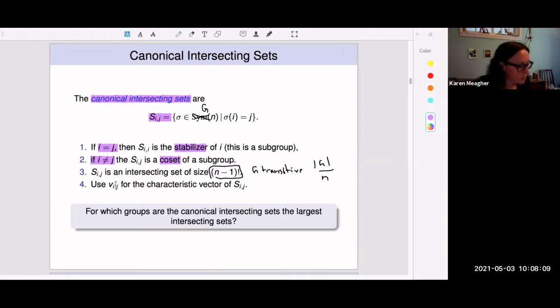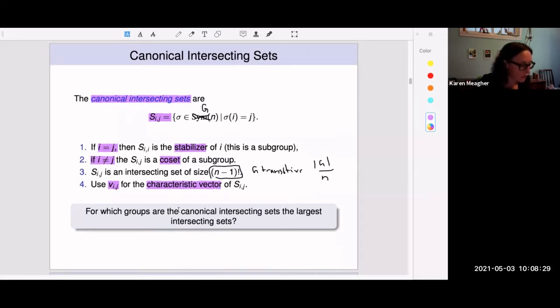And I'm also going to use Vij for the characteristic vector. So the characteristic vector is going to be a vector the length, the size of the group. The entries are going to be 0, 1. I'll put a 1 for every group element that's in my set and a 0 otherwise. So the Vij is the characteristic vector for this.